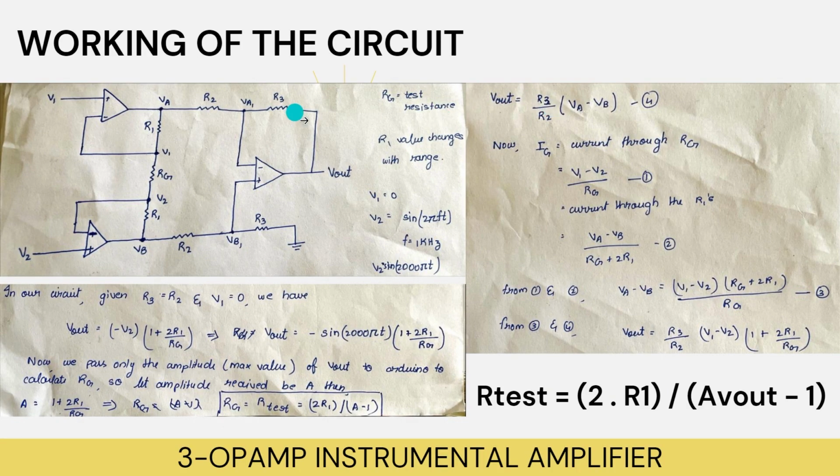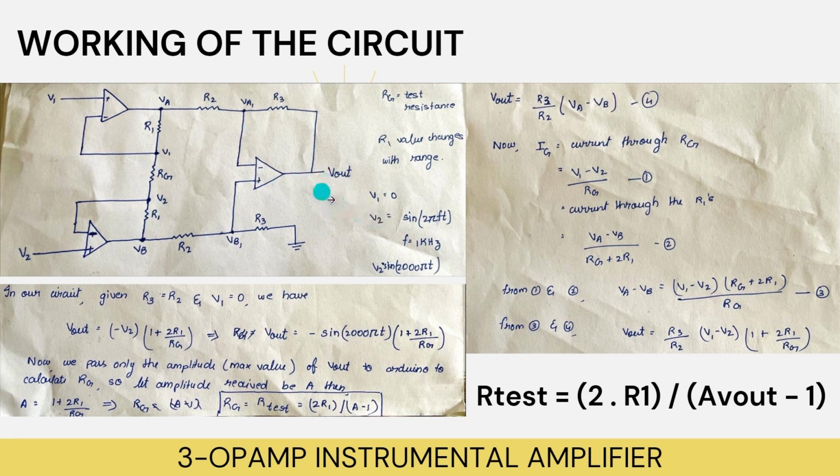Now this is the working of the circuit. We give the input from this end, and this is the test resistance. This is R1, and this is also R1. These two resistances define the range we want to measure. According to the resistance we want to measure, we change this R1, and here we receive the output.